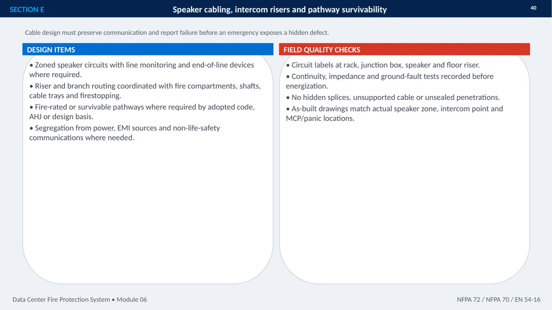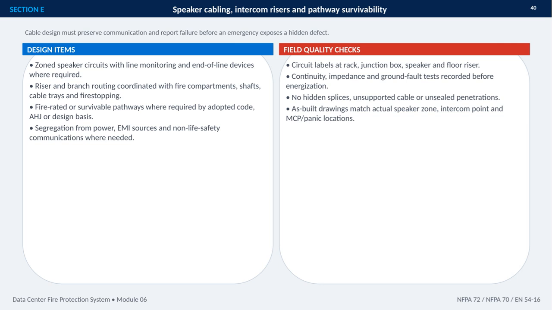The design should use zone speaker circuits, with line monitoring and end-of-line devices where required. Riser and branch routes need to be coordinated with fire compartments, shafts, cable trays, and fire-stopping details. Where the adopted code, the authority having jurisdiction, or the design basis requires it, pathways must be fire-rated or otherwise survivable. Cabling also needs appropriate separation from power, electromagnetic interference sources, and non-life safety communications.